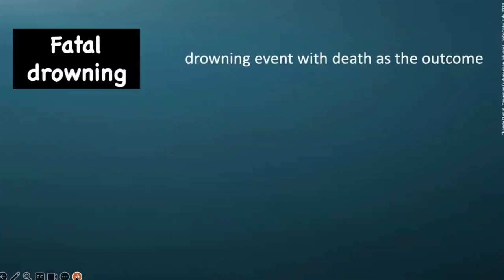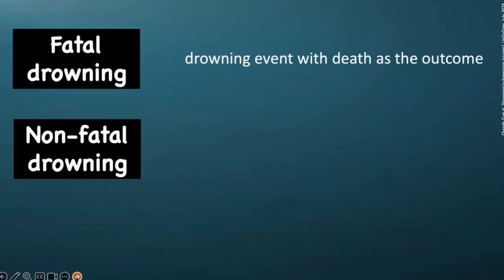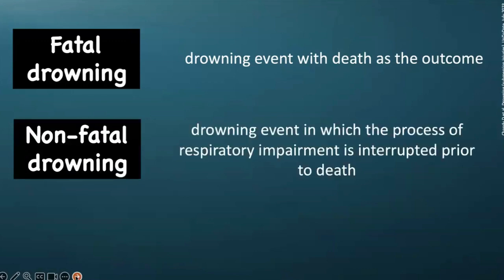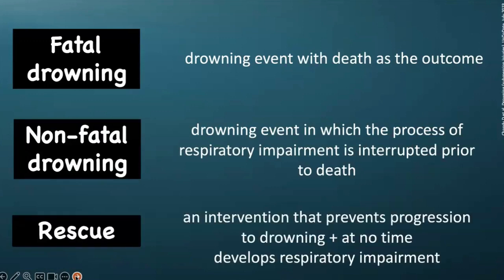Fatal drowning is where the drowning event is associated with a death. That's the outcome. Non-fatal drowning, there's a drowning event in which the process of respiratory impairment is interrupted prior to death. And a rescue is where there's some sort of intervention that occurs that prevents progression to drowning, and at no time is there any kind of respiratory impairment, even down the line.